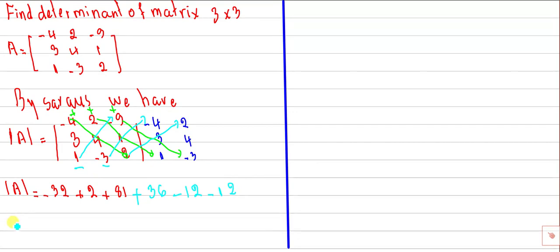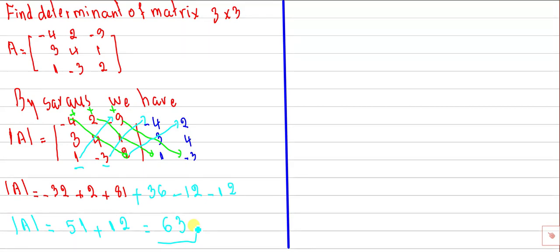Now I get the determinant of A is equal to this one, 30. 81 minus 30 is 51. This one, 36 minus 24 is plus 12. Plus 12, so we get 63. So the determinant of A is 63. This is resolved by the series formula.